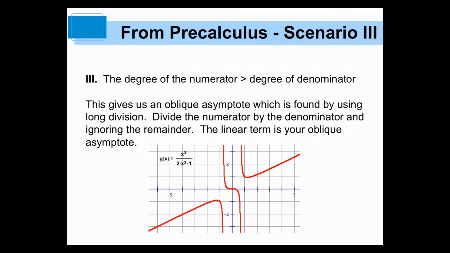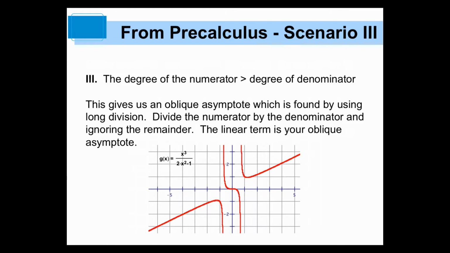The third scenario is technically not a horizontal asymptote. It's called an oblique asymptote. It's slanted, and we'll talk about these also. We're going to focus on case 1 and 2.